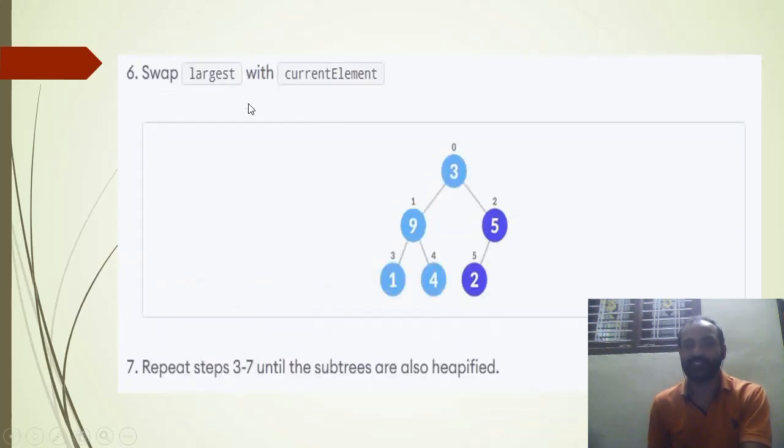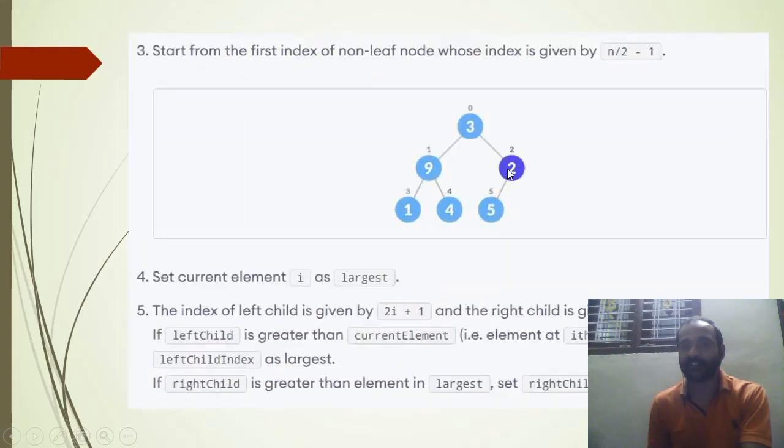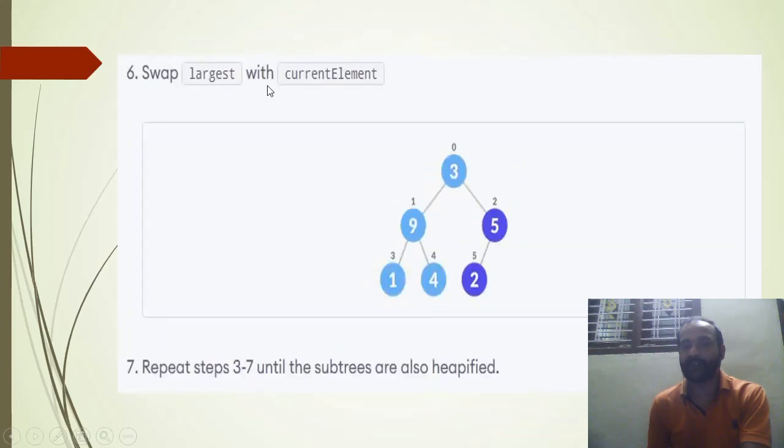So here 5 is greater than 2, so we swap 5 with 2. So swap the largest with the current element. Now 5 is the root and 2 is the least element. We perform the swapping, and repeat this step until the total tree is heapified. This is the way we can convert from binary tree to the max heap.